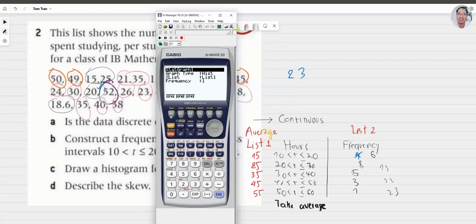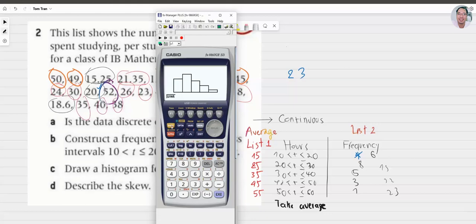Okay, now setting the graph 1. The graph type is histogram. The value list is list one, and for the frequency, choose the list and then type in number two, which is the frequency list. Okay, exit, and then graph. The starting value is 15. The width is 10. Okay, it's there. This is the histogram.